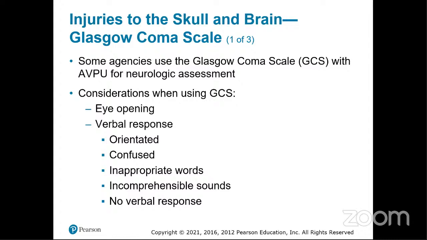Are you looking at me, and is it appropriate? Verbal response: are you oriented? Meaning, if I ask you, "Hey, where are you guys at?" At City Hall, right? Okay. And if I ask you where you are, and you say India or whatever, that's not oriented, so they're more confused that way. Inappropriate words will be the same thing. If I ask you, "Hey, where are we at?" and you say red, okay, nope, that's not the appropriate response. Or if you just make incomprehensible sounds, or no verbal response at all.